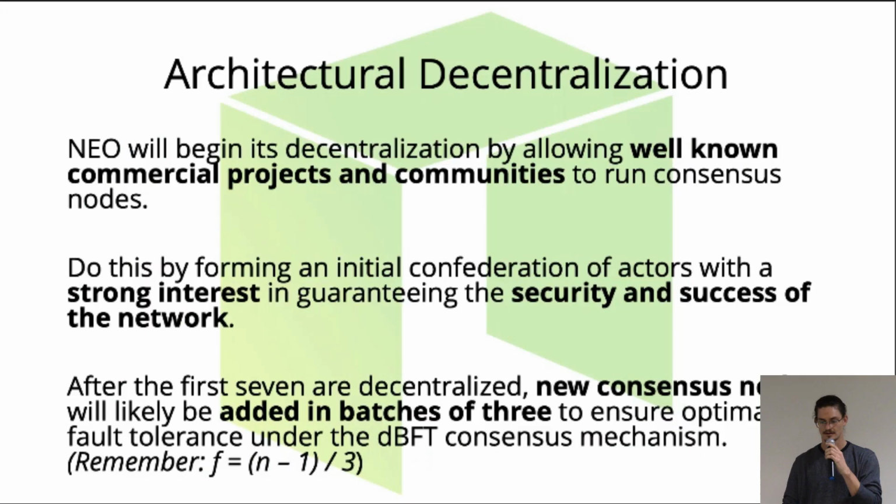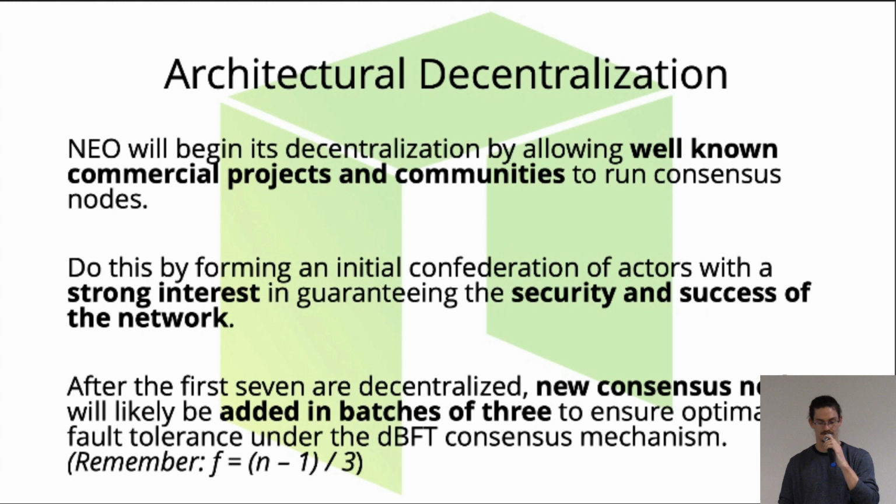So architecturally speaking, we're still in the phase right now where NEO is reviewing the individuals who are applying to become consensus nodes. So they're looking at well-known commercial projects and community-based projects like O3 Labs, which we'll go through in a minute. And these individuals, entities, communities, they have a strong interest in guaranteeing the security and success of the network. That's because they operate their own projects on top of the NEO blockchain. So that intrinsic drive to ensure that the network is secure is already built into their business model, essentially, is what the thought process is.